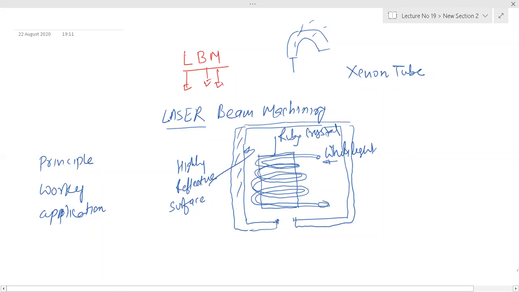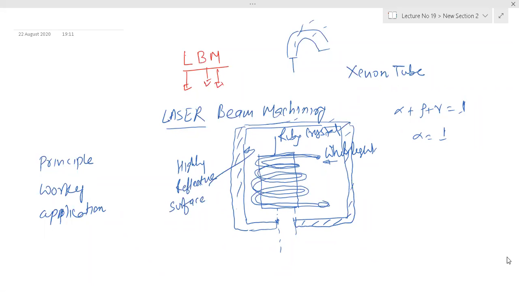The principle you have to understand: highly reflective means the reflectivity will be 1, right? It means no radiation is absorbed or transmitted by this surface. So when light passes through this tube and falls on this ruby crystal, it gets energized and it emits coherent light. Coherent light means same amplitude light.